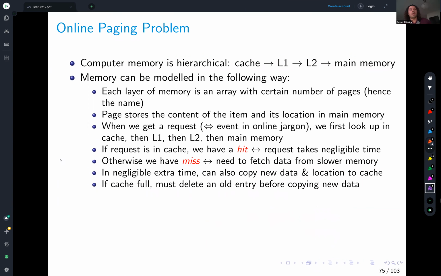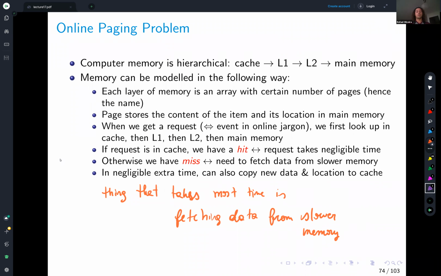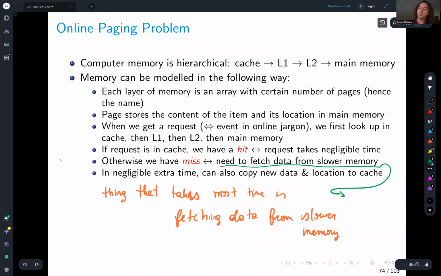Now, I forgot to say that otherwise we have a miss. If the request is not in cache, then we have a cache miss. And if we have a miss, we have to fetch the data from the slower memory, and we also have to write the new data in cache.